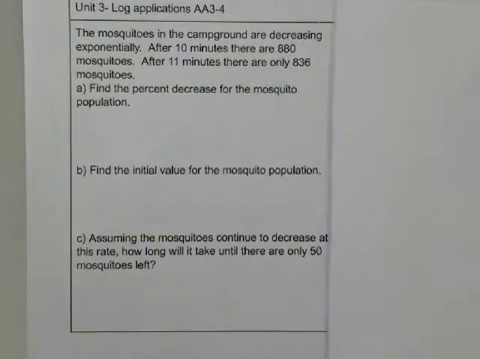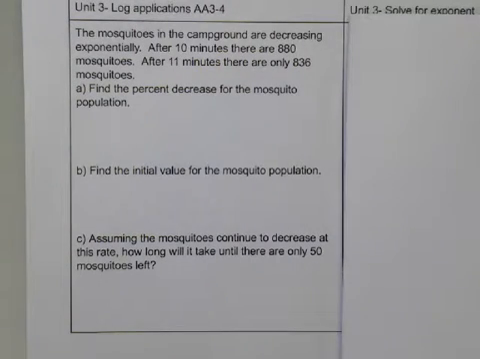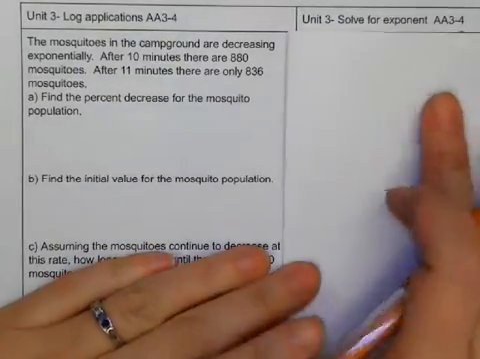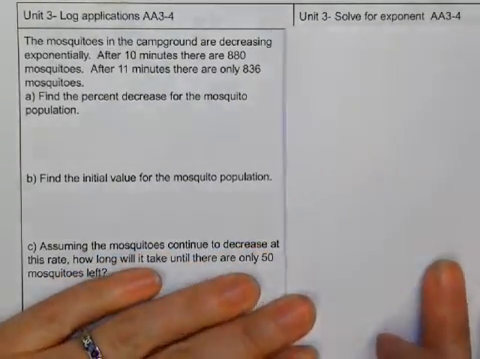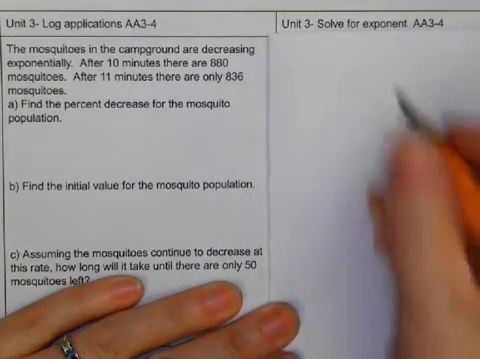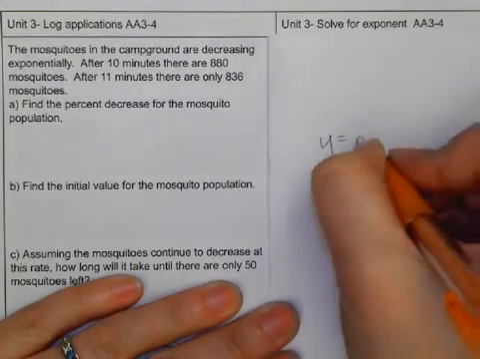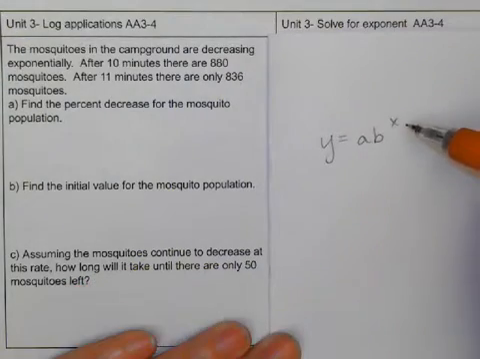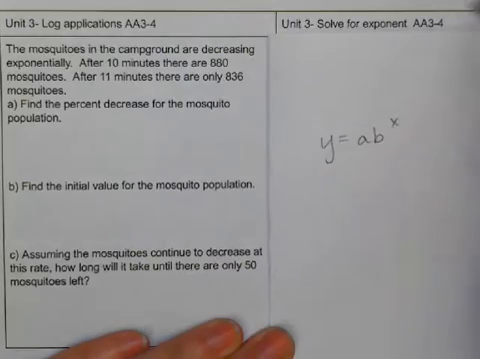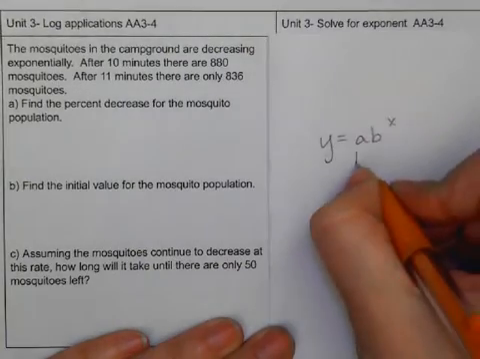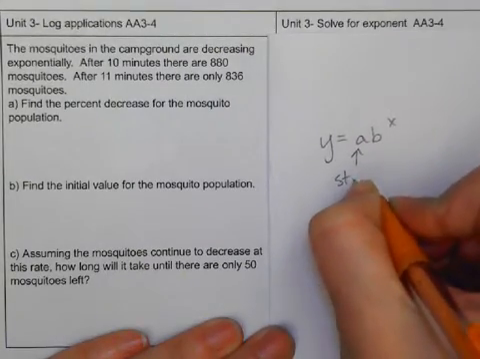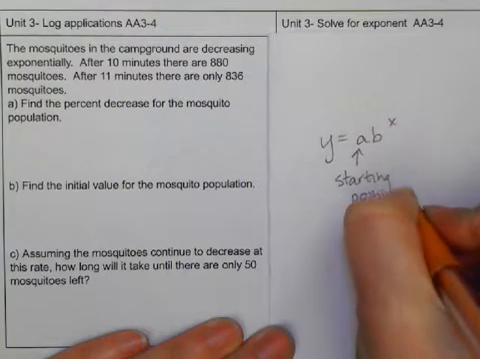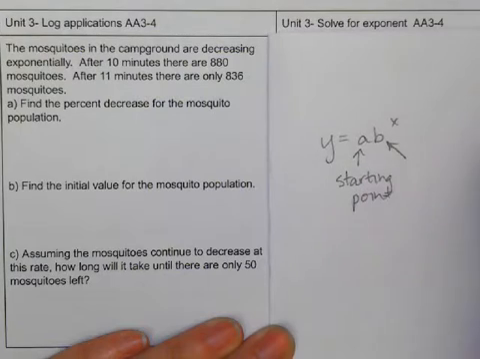With the log applications, you need to be pretty comfortable with an exponential equation. So my general form for an exponential equation is going to be y equals a times b to the x. X is really often the amount of time. Y is usually your total. A is your starting point, or your initial value. And B is your multiplier.